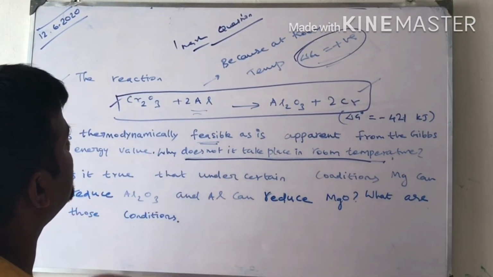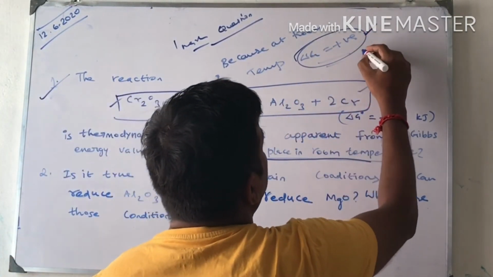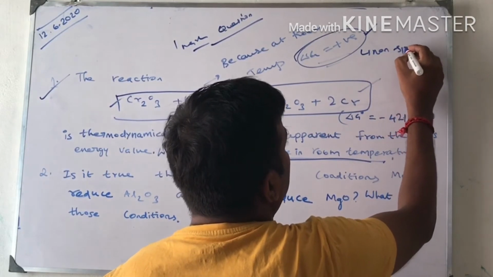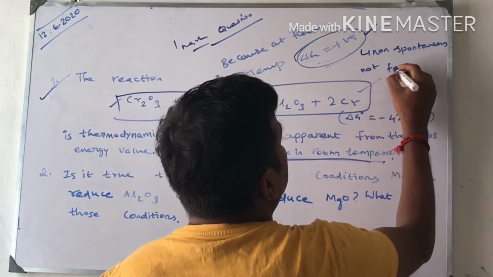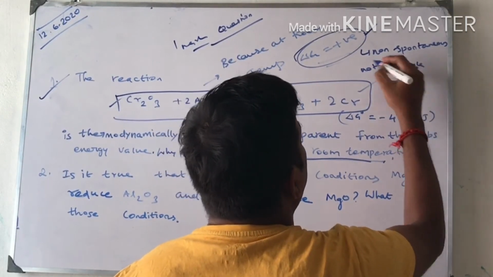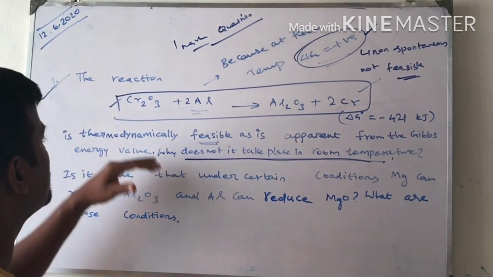That's the question. Why does it not take place at room temperature? Because at room temperature delta G becomes positive, which means non-spontaneous. The reaction is not feasible. So to convert the delta G value into negative, we have to increase the temperature, right? This is the answer for this question.